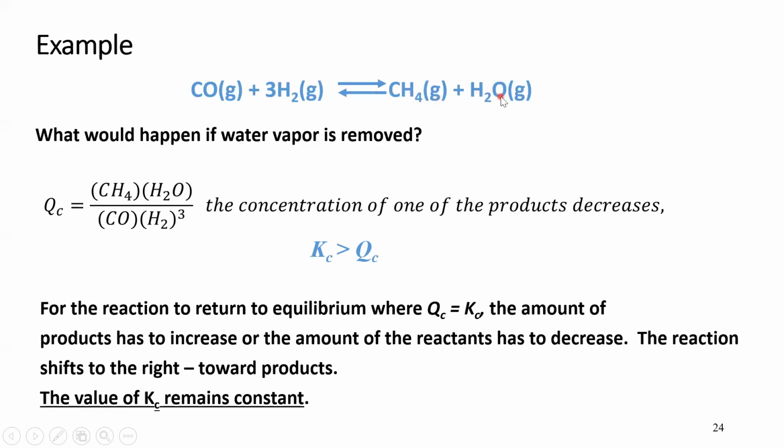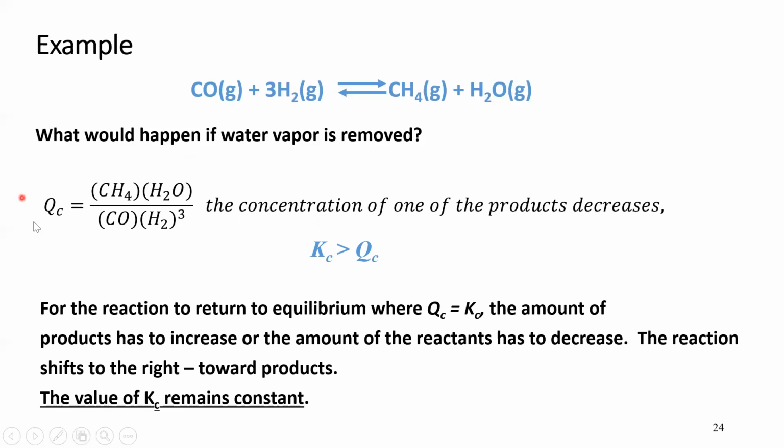the right. And when it shifts towards the right, the reactants will go down. The products will go up. Q will get bigger and bigger. And eventually Q will equal K again, and the system will have reestablished equilibrium. So we can do it with numbers, or we can just do it logically.